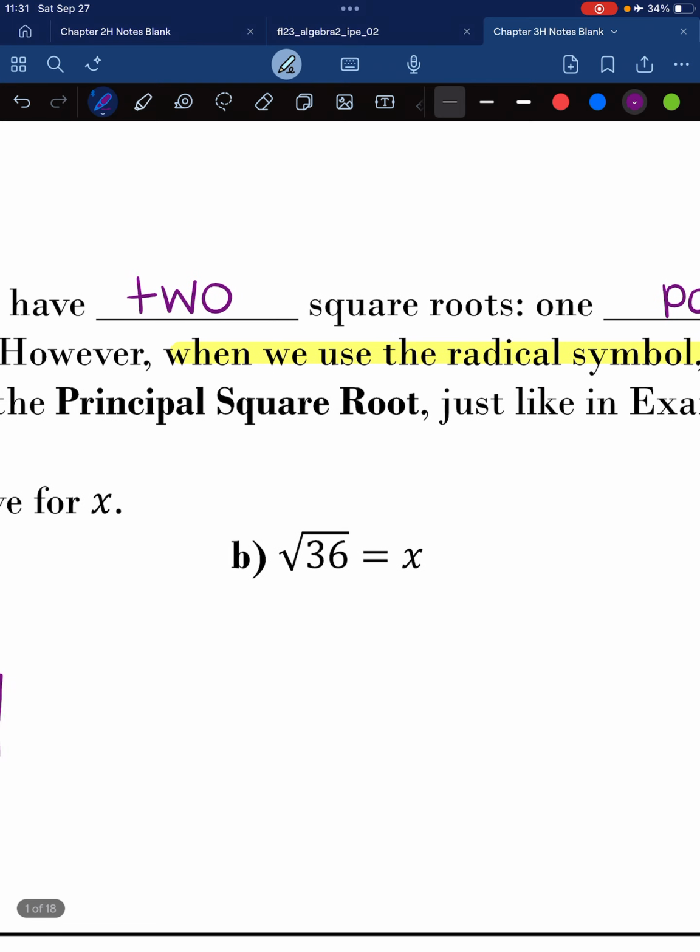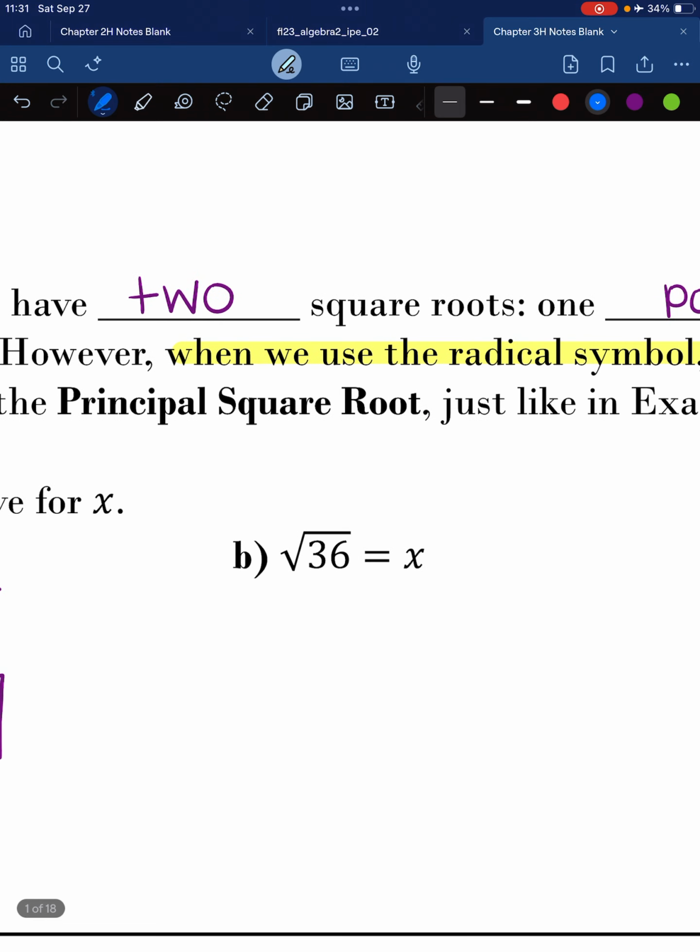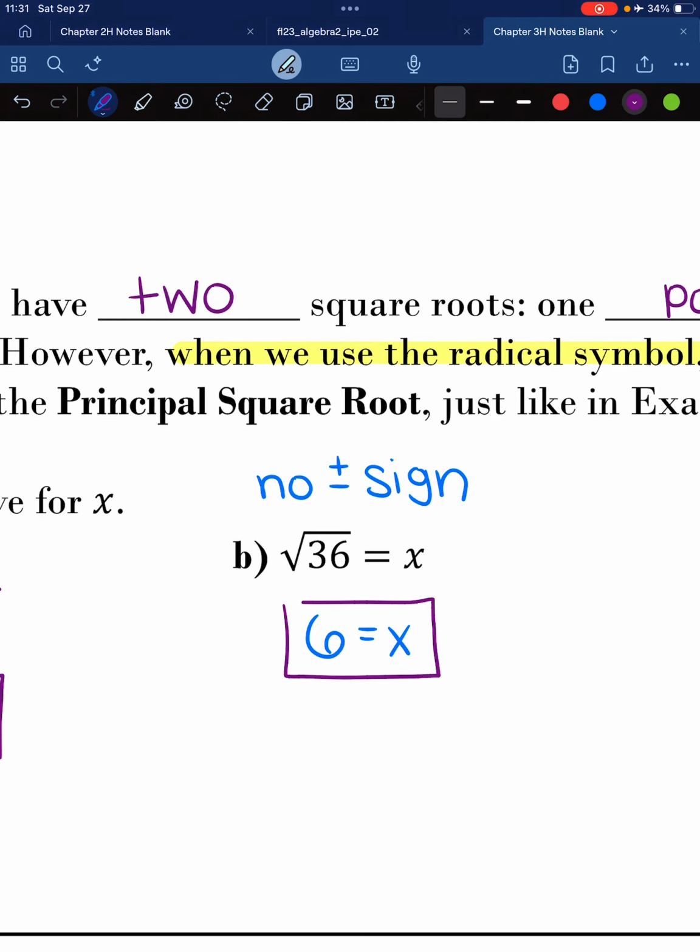Versus example B, where the square root is already printed there. There is no plus or minus sign, and I'm not the one adding that square root. It's not saying that x squared equals 36. It's just asking me, what's the square root of 36? And that's something you could type in your calculator and verify that it is only the positive square root. We just have one solution when it is written like this.